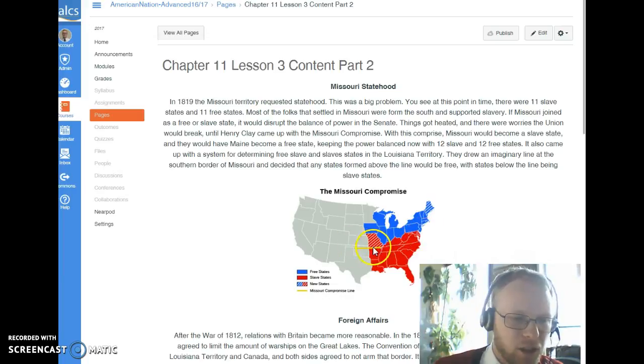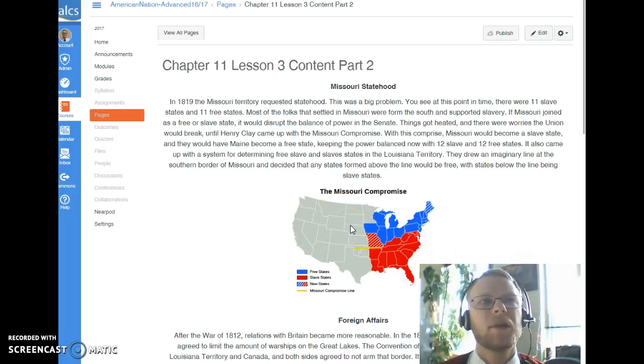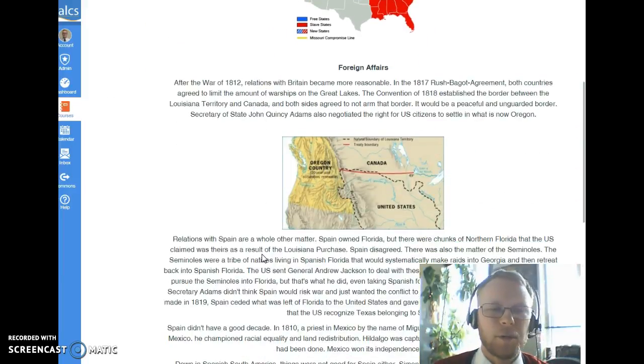You can see it here in this picture. From this point on, states that enter from the Louisiana Territory, which isn't really shown on this map, states that apply, or territories that apply for statehood under the line will become slave states, and above the line they will become free states. And that was essentially the Missouri Compromise. It solved the problem for now, but if anybody knows anything about what's going to happen in, say, the 1860s, you'll know it didn't really permanently solve the slave problem. That's the Missouri Compromise. Let's move into foreign affairs.